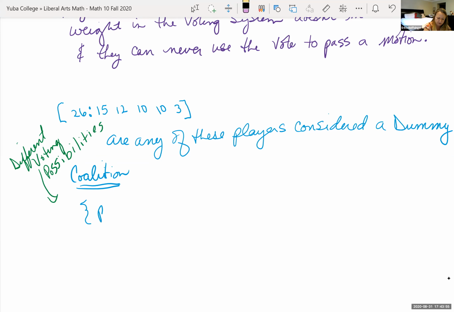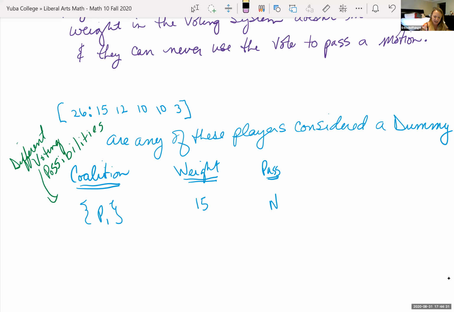Player one. Their weight, if it was just player one that voted for something to pass, then that would be 15. They got 15, but they needed a quota of 26. So this would not pass. So basically, any individual player who just votes for it to pass would not be able to make this motion go through.